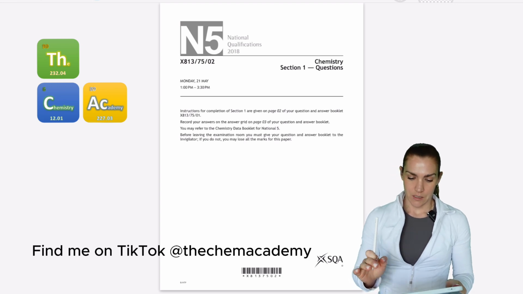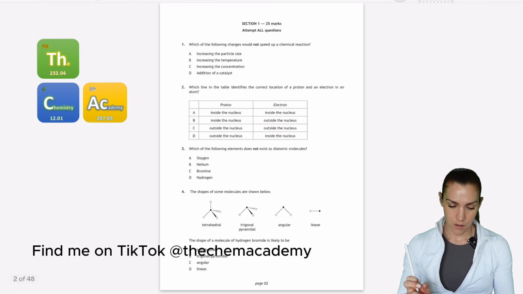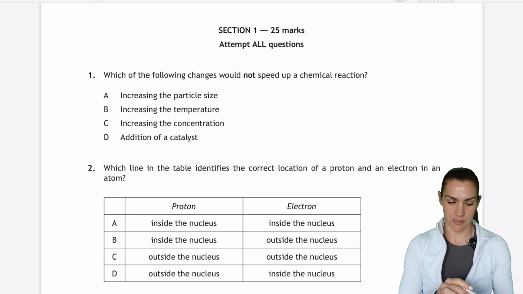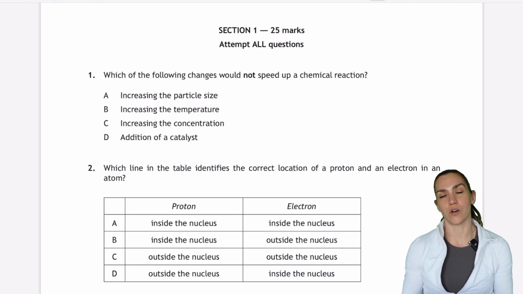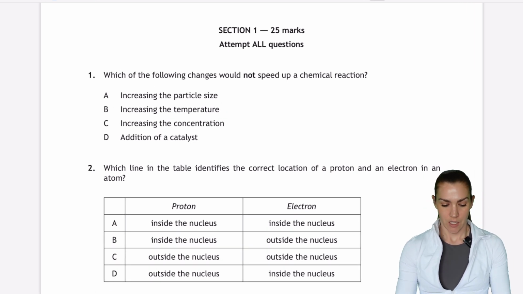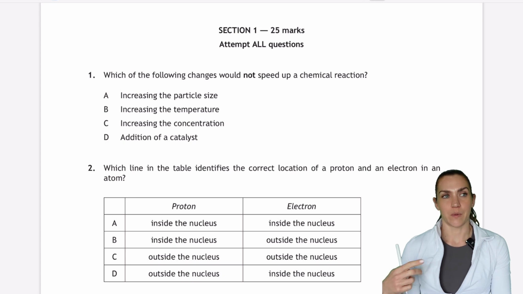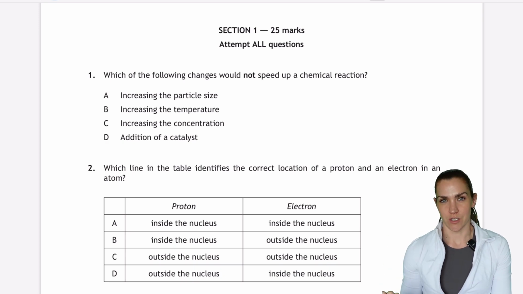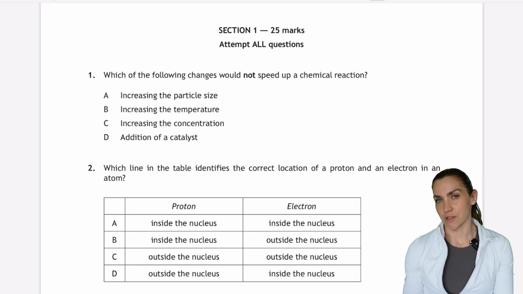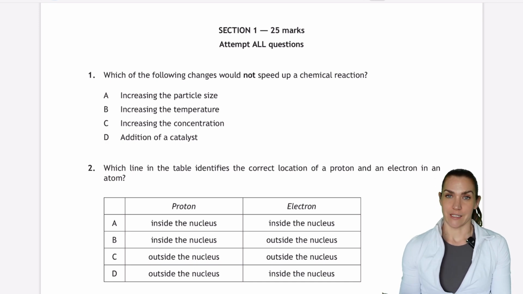So if we get started, the first question is asking which of the following changes would not speed up a chemical reaction. So remember, when we're looking to speed up a reaction, we can increase the concentration, we can increase the temperature, we can decrease the particle size, or we could add a catalyst.